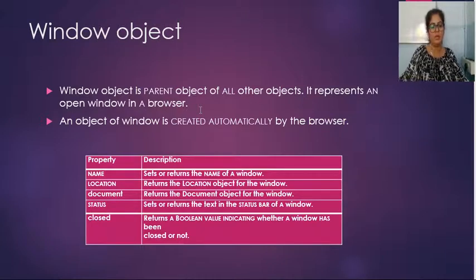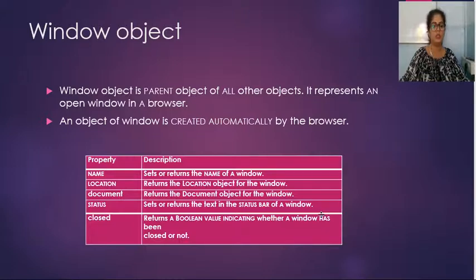I have told you that when you click on a browser, it displays another window. Whether your output is right or not, whether your code is right or not, it shows you a new window whenever you double click on it, or whenever you run it using a browser. So an object of window is created automatically by the browser. So the object is automatically created by whom? By the browser. So here are the properties of window object.